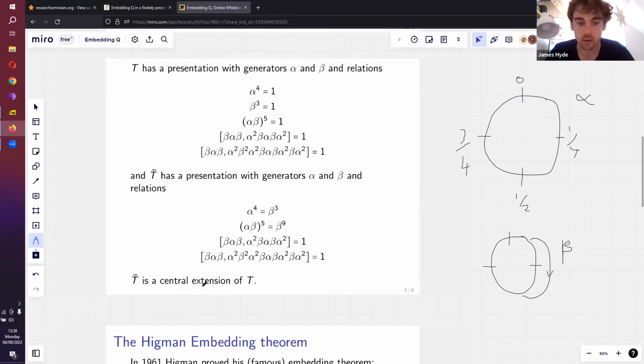It's because T bar is a central extension of T, which means that there's a homomorphism from T bar to T, where the normal subgroup is the center. So each relation in T gets turned into a relation in T bar, except when the product in T equals the identity, the product in T bar equals some element of the center. So that's basically why you lose a relation.